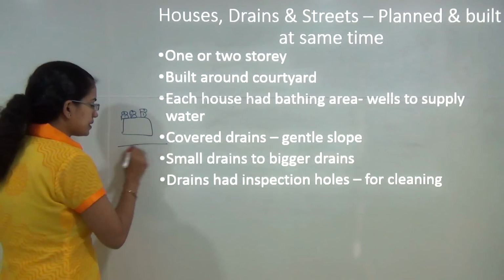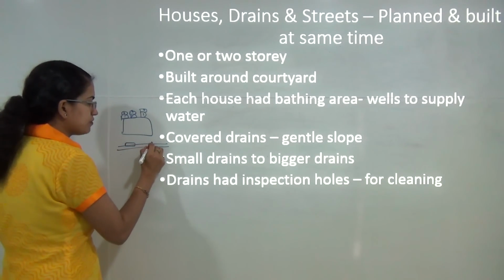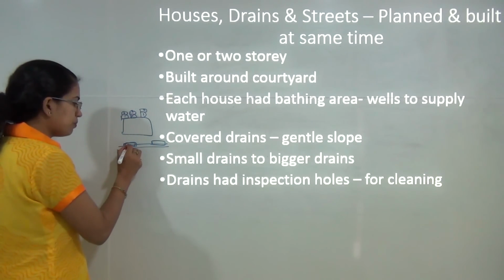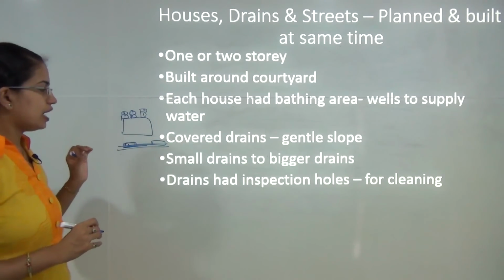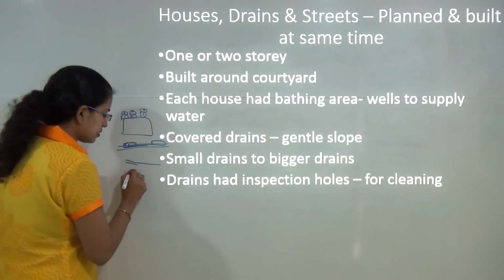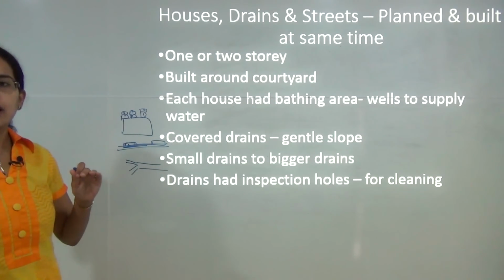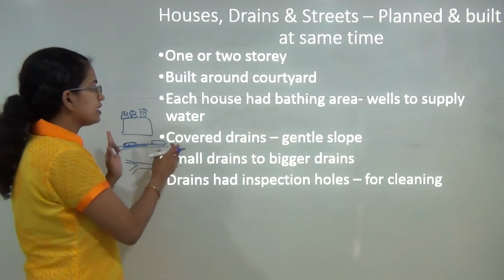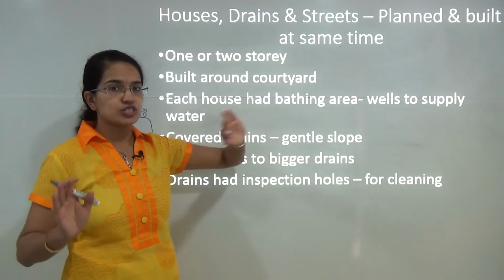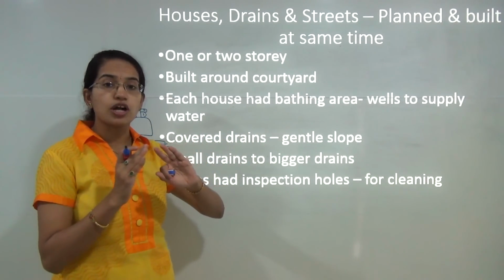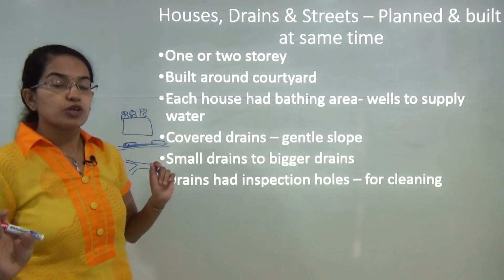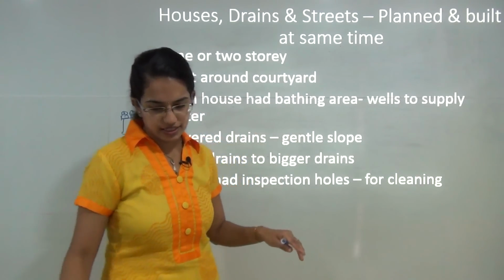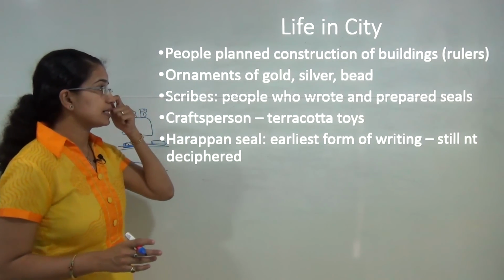All the drains were covered, and in between the drains you had inspection holes, and these inspection holes could be opened in order to clean the drain. Again, the smaller drains connected to the bigger drains. So there was a well maintained drainage system for the waste. And since this region was not a region of abundant rainfall, what was important was water storage. So most of the water was stored in wells at that time, and you had numerous wells present.